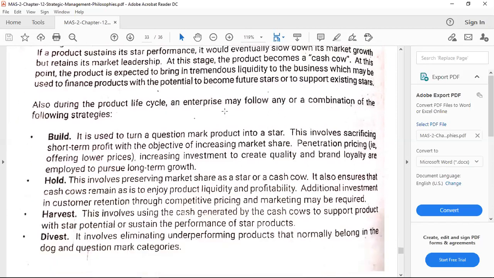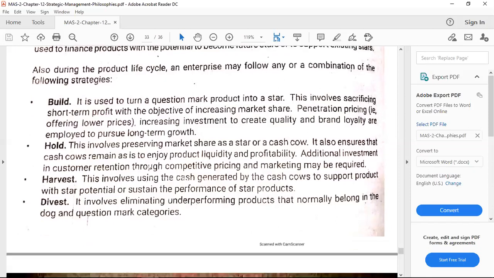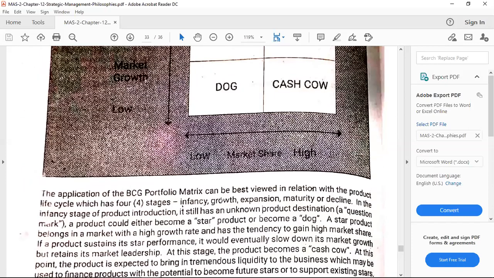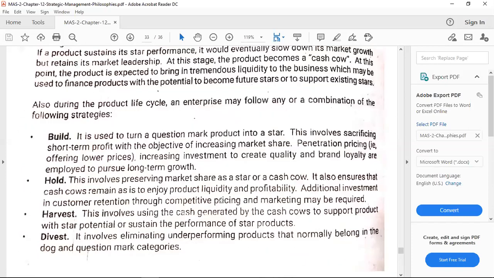Then also we can think of other terms like build, hold, harvest, and divest. Build is the question mark product into a star transformation. So question mark to star. Next, hold is that we will preserve the market share as a star or a cash cow, meaning maintain what we have or the share that we have. Harvest is to have the cash cow, so get what we have or what we can from the investment. So this is now the time that we reap the rewards and benefits coming from the products.